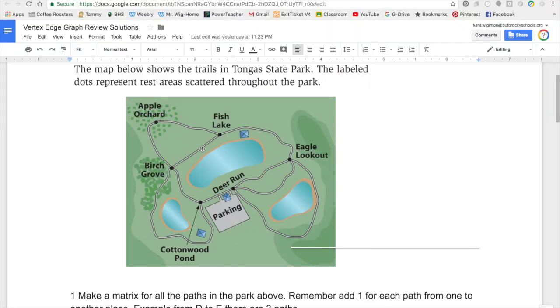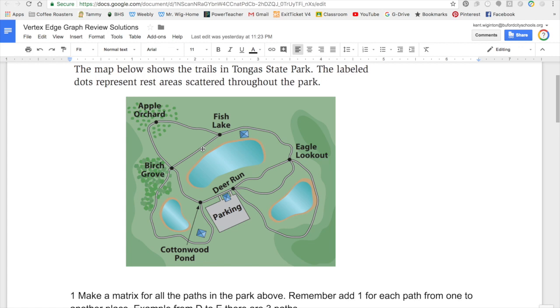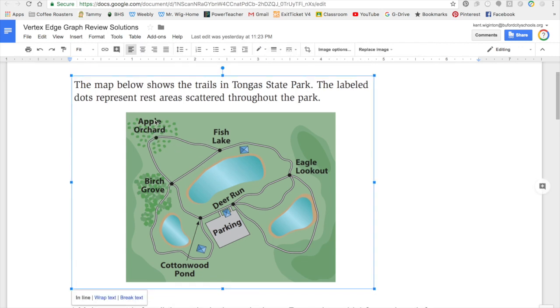So I'm going to do a review. I'm just going to go over the review for the Vertex Edge graph problem that was posted. What you see here is obviously a park, and you have the Apple Orchard, Birch Grove, Cottonwood Pond, Deer Run, Eagle Lookout, and of course Fish Lake. So these are A through F, the parts where you can stop.